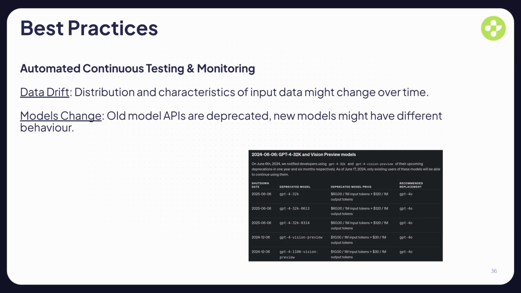And then also models change over time. Old model APIs are deprecated. For example, OpenAI just recently announced that some of the older GPT models will be removed, and you should just take one of the newer OpenAI models. But of course, you don't know without testing if they will behave exactly the same on your use case. So that also means you have to continuously run those tests.